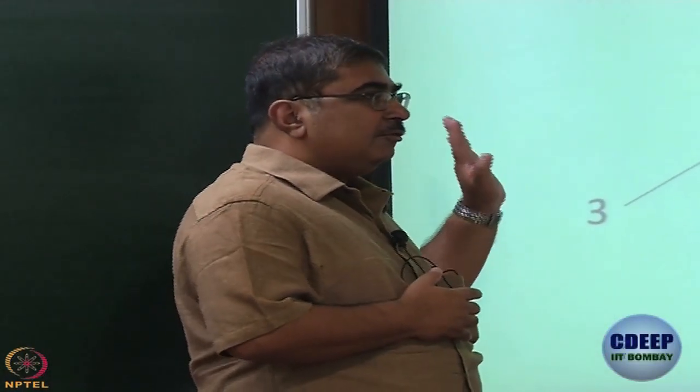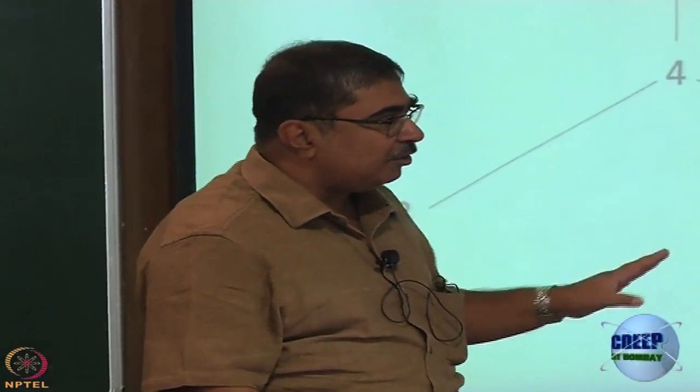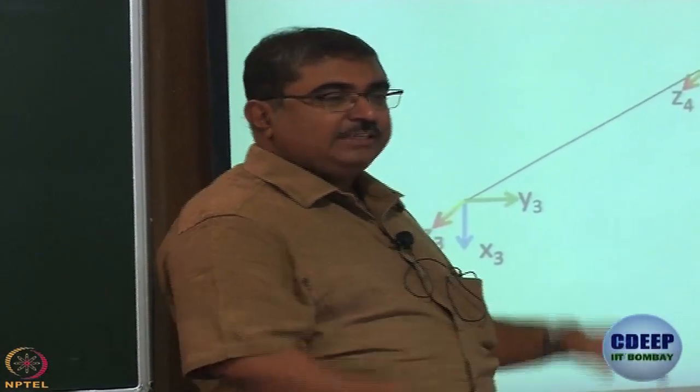So, this is what it is. So, what will I do to start with? I will assign x, y, z to each of these. Okay. And what we will do is we will follow Cotton's convention and draw the x, y, z axis like this.